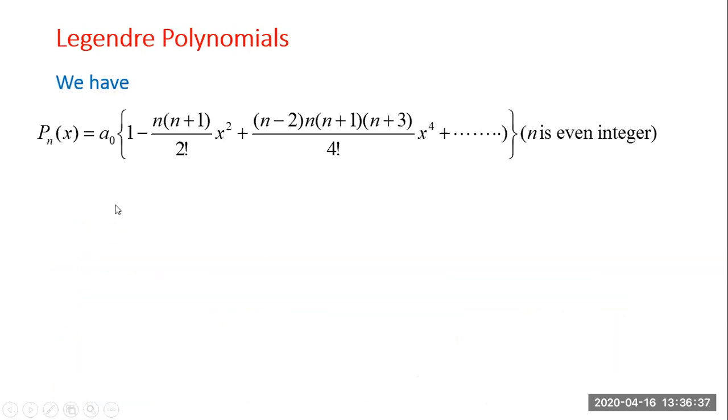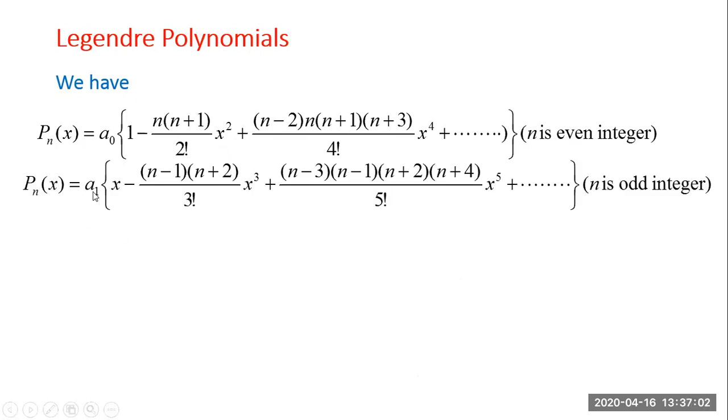So that means Pn of x is a0 into 1 minus n into n plus 1 by 2 factorial into x square plus n minus 2, n plus 1, n plus 3 by 4 factorial x power 4 and so on, where n is an even integer and a0 is chosen properly so that the value of this polynomial is equal to 1 when you substitute x is equal to 1. Similarly, Pn of x is a1 into this term if n is an odd integer. Here also a1 is chosen in such a way that the value of the polynomial becomes 1 for x is equal to 1.